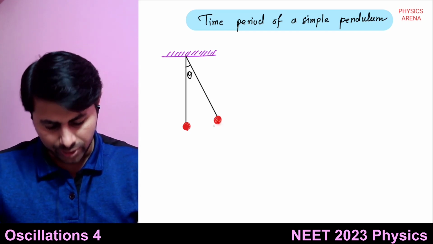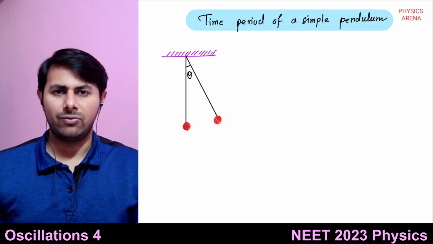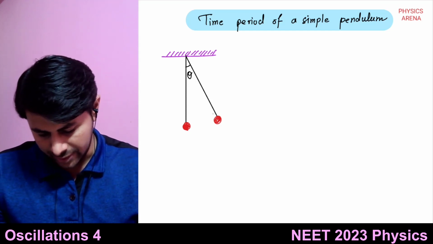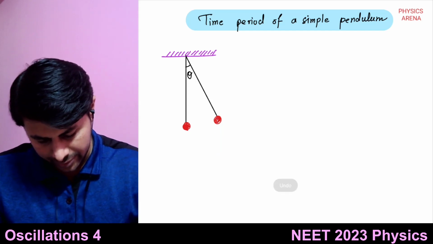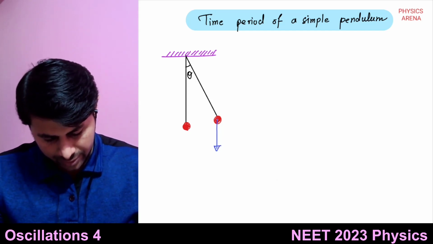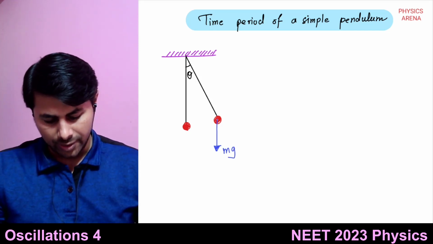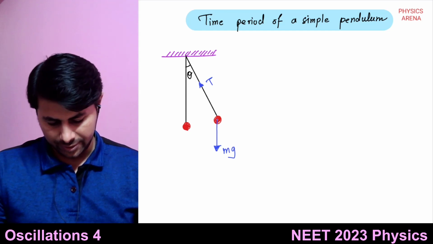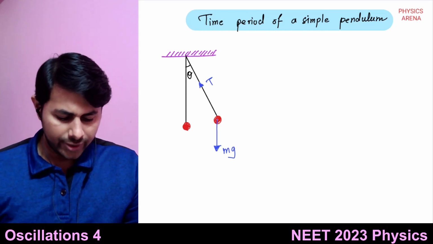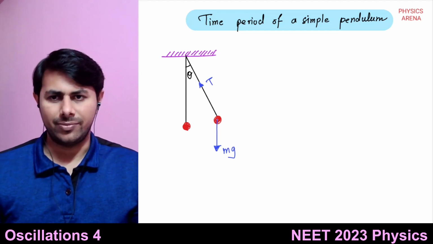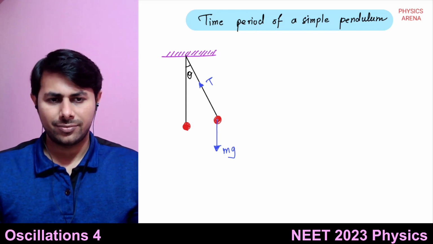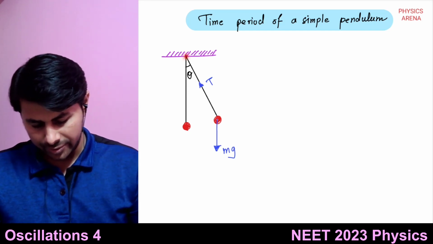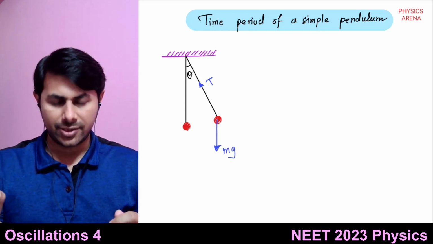Now when it is pulled, when it is at the extreme position, what are the forces acting on it? One force is the gravitational force, which is acting downwards, mg. The other force is tension in the string. Now we'll find out the torque acting on this pendulum. So how much would be the torque? There are these two forces, so let's find out torque about the point at which the string is fixed to the rigid support.